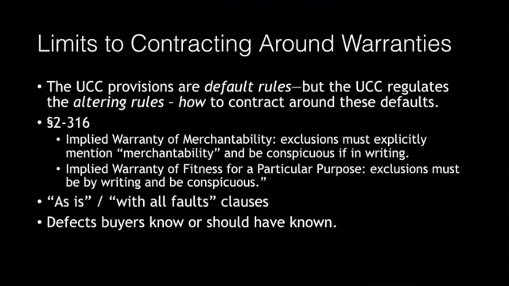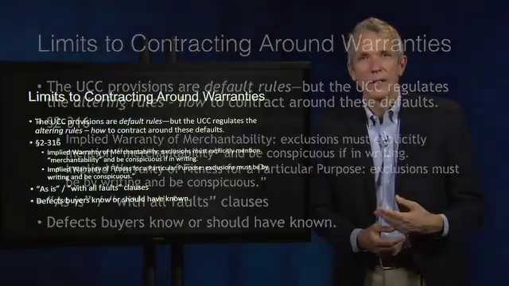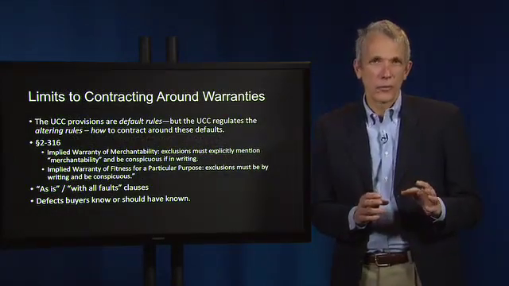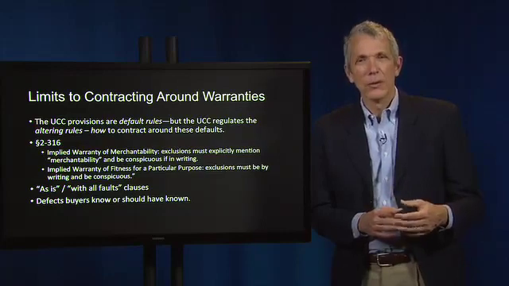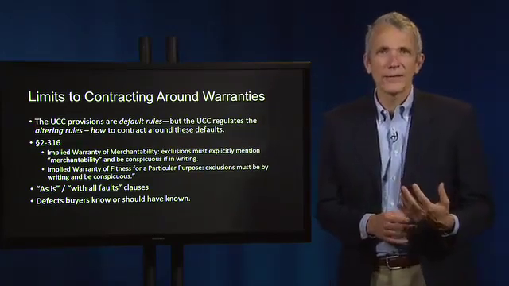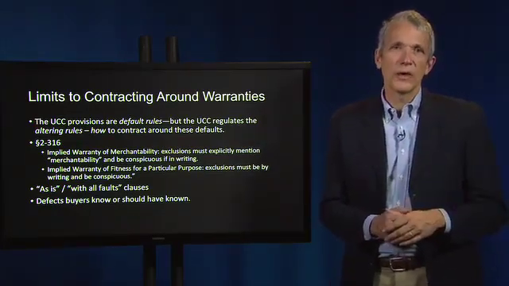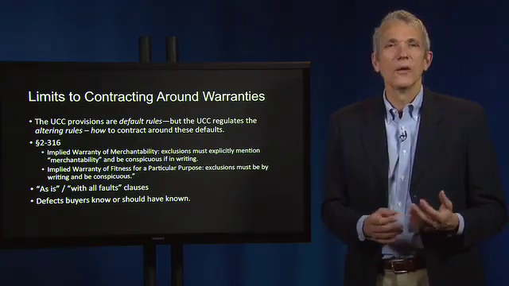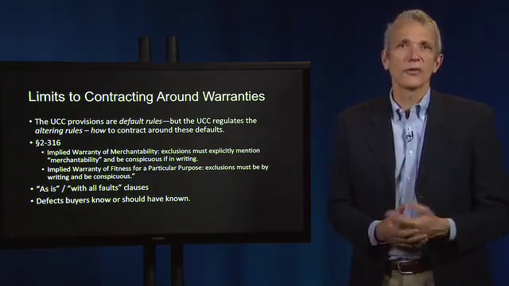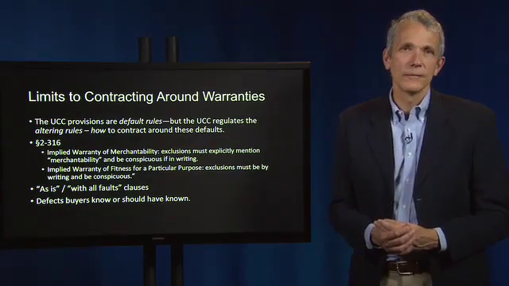Further and importantly, the UCC denies buyers protection of implied warranties if goods have defects about which the buyer knew or should have known. Quote: "when the buyer, before entering into the contract, has examined the goods or the sample or model as fully as he desired or has refused to examine the goods, there is no implied warranty with regard to defects which an examination ought in the circumstances to have revealed to him."